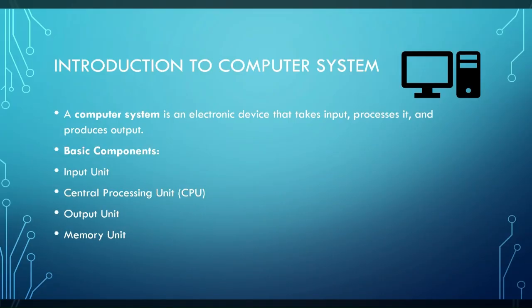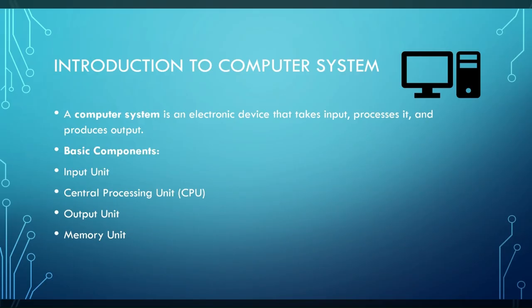First, we will see the definition of a computer system. So basically, a computer system is an electronic device that takes input, processes it, and produces output. Since computer works on electricity, it is called an electronic device, and we give some input to it and it processes it to perform the desired result, and then we get the output. So that is the definition of a computer system.